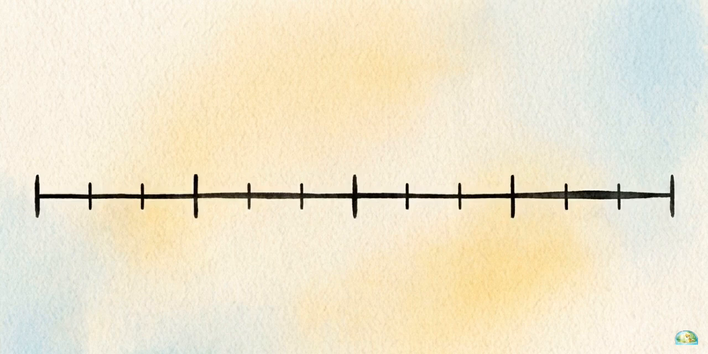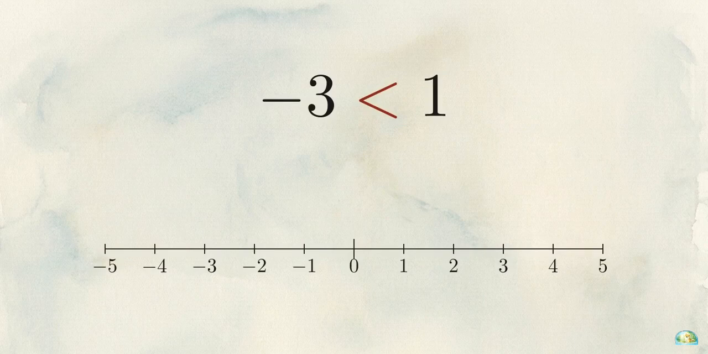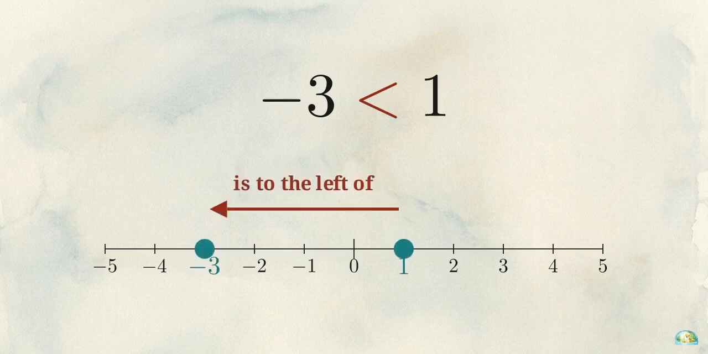Inequality symbols function as directions for location on a number line. They tell us exactly where one number sits in relation to another. Take the comparison of -3 and +1. We read this less than symbol as "is to the left of." When we look at the number line, -3 is located to the left of +1, making the statement true.